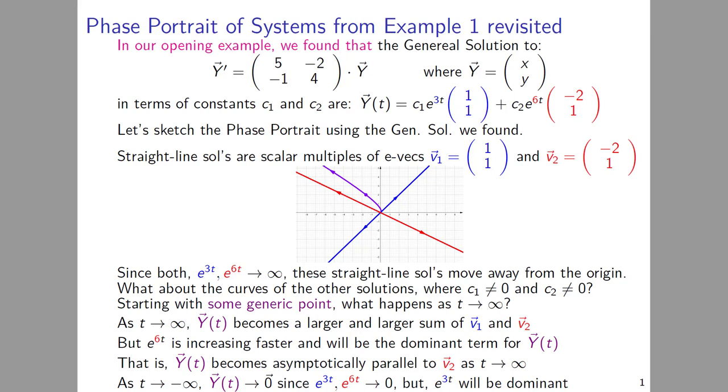So y of t is going to go into the origin, but it'll come into the origin asymptotically parallel to the vector 1, 1. So we see that this solution near the origin is parallel to 1, 1, and away from the origin becomes asymptotically parallel to negative 2, 1. And again, this argument can be made for any solution where c1 and c2 are not 0. So we'll draw in a representative function in each of the regions bound by our straight line solutions. And this gives us our phase portrait, which is the one that we found using the direction field.